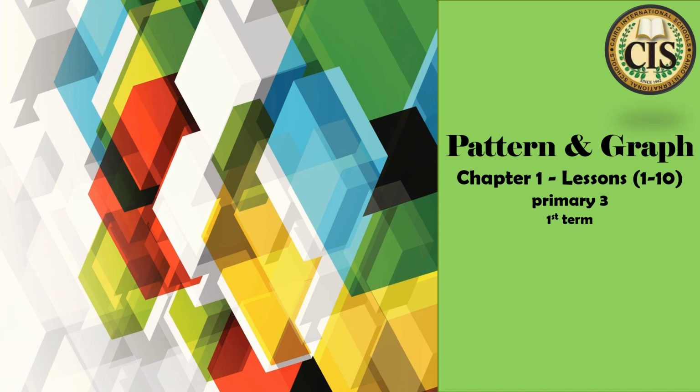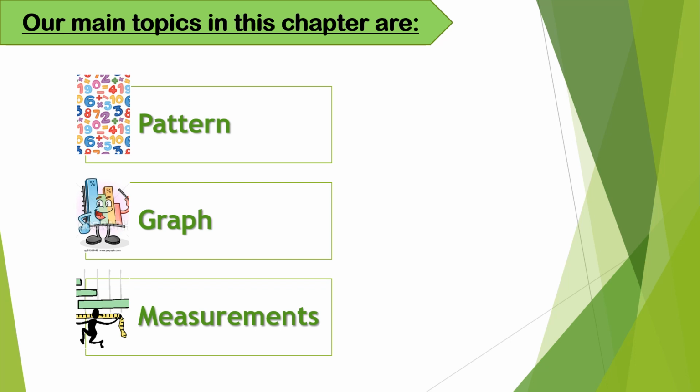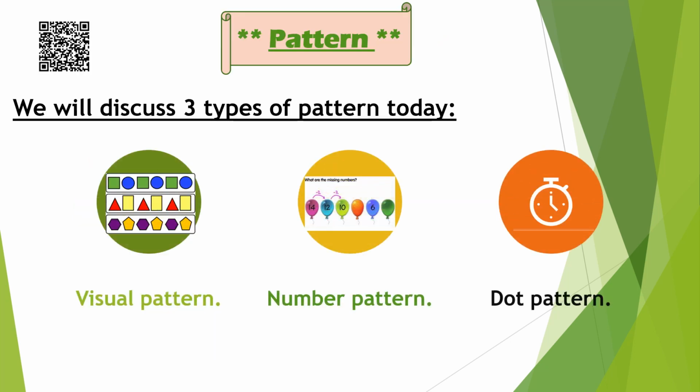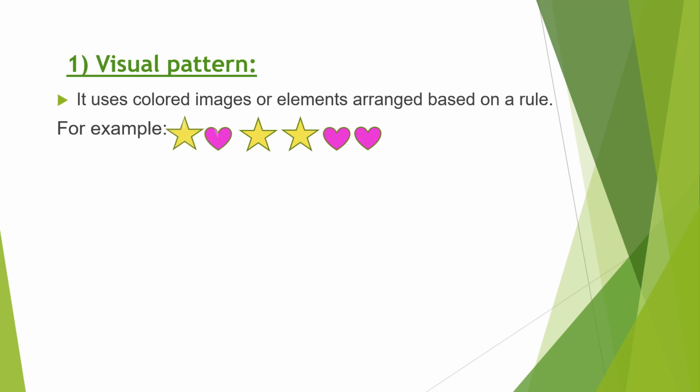Hello everyone. This year in grade 3 we will start our first chapter about pattern and graph, lessons from 1 to 10. Our main topics in this chapter are pattern, graph, measurement. We will start with pattern. We have three types of pattern: visual pattern, number pattern, dot pattern. We will start with the first one, which is visual pattern.